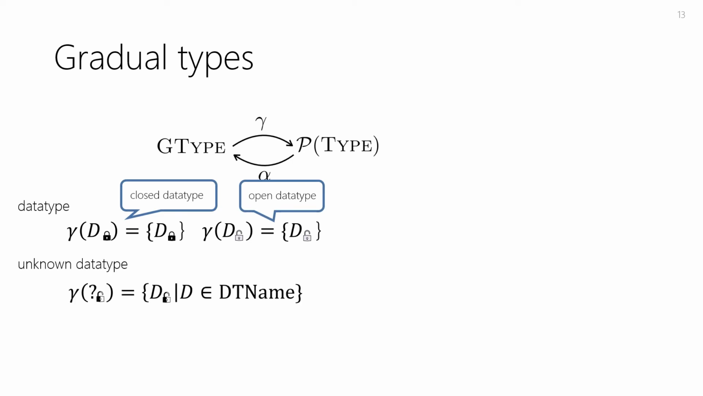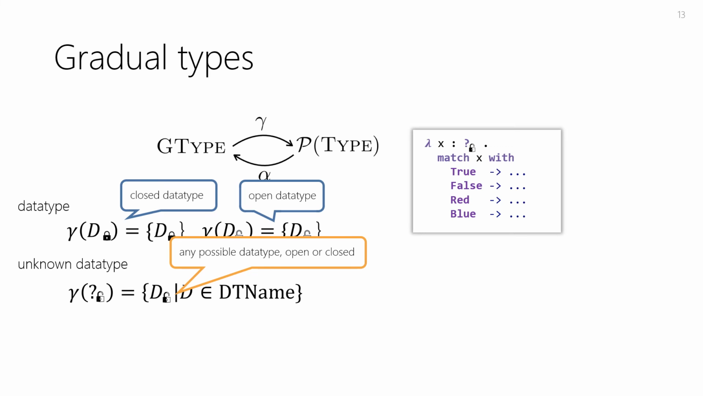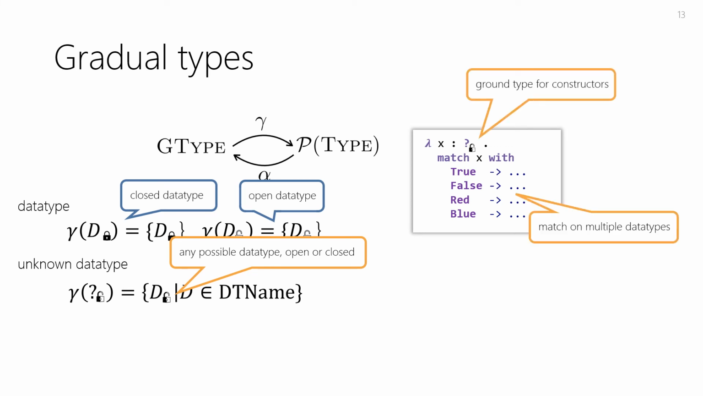Next, to allow for the free manipulation of unstructured data, we realized that the regular unknown type from gradual typing is not enough, and we identified the need for the unknown data type. This type represents every possible data type, open or closed, and plays the role of the ground type for constructors. This type is needed to ensure that matches are only performed on constructors and allows us to match on constructors from multiple data types in the same match expression.